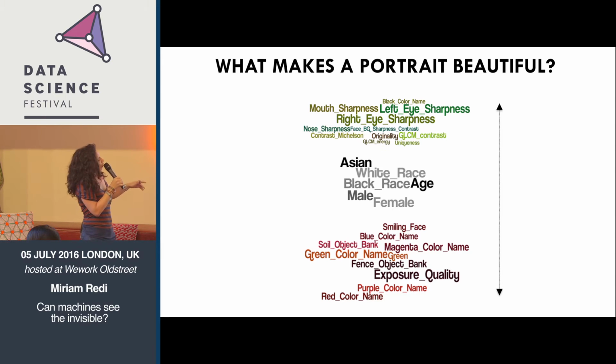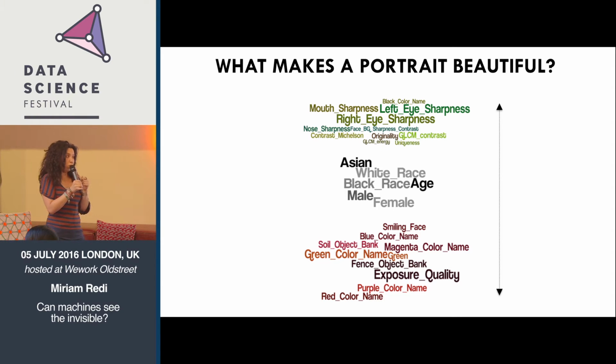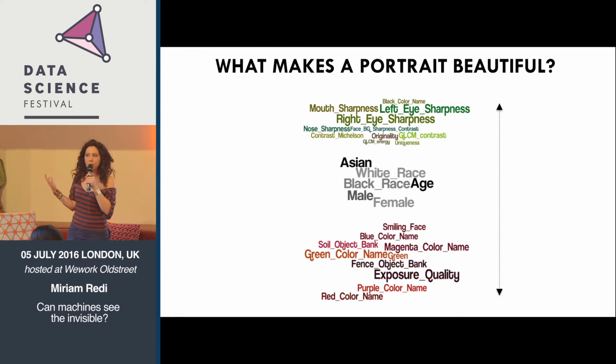And so there are some other features that are negatively related to portrait beauty, such as, for example, the excessive use of colors or the excessive balance in exposure, because we know when you shoot portraits, you should play with the light.